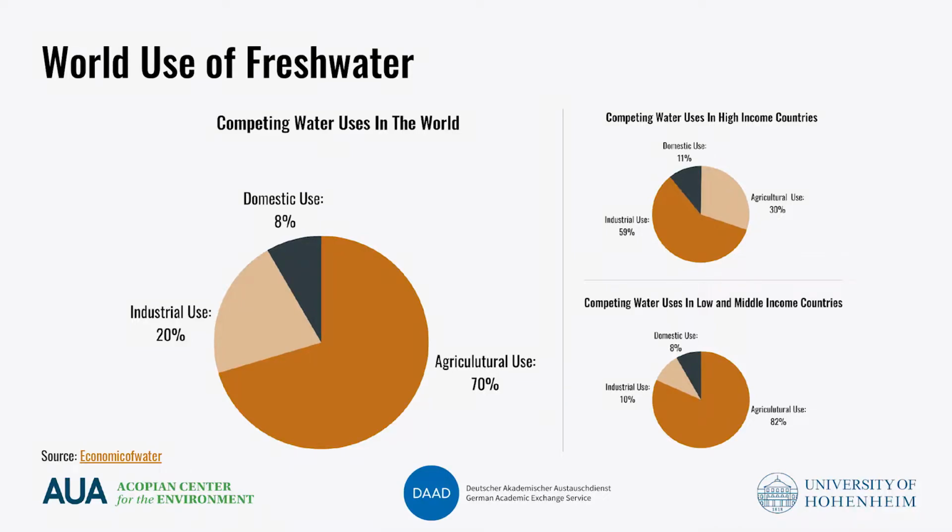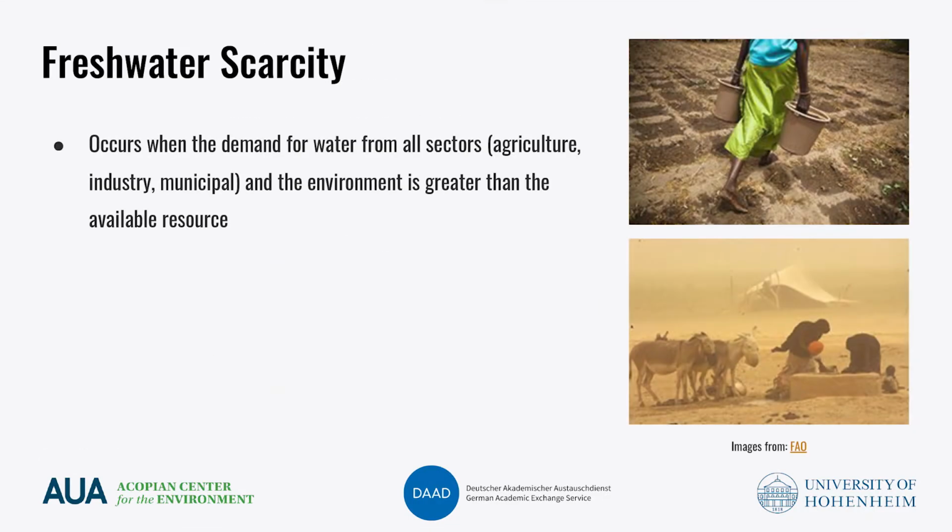In low and middle income countries, the majority of freshwater is allocated to agriculture. Whereas, in high-income countries, a larger percentage of freshwater is used by industries. This is because low and middle-income countries often have a relatively less developed industrial sector and lack water-efficient irrigation methods in agriculture. Freshwater scarcity occurs when the demand for water from all sectors, agriculture, industry, municipal, and the environment, is greater than the available resource.